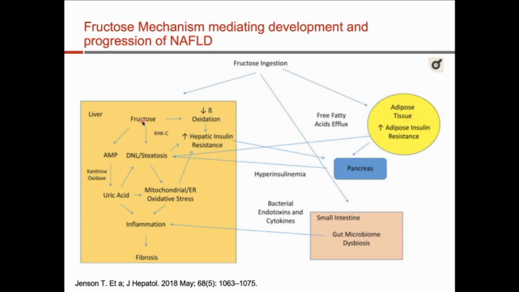Fructose also directly affects the liver. And fructose is metabolized differently from glucose. And the things that fructose does is it will lead to direct de novo lipogenesis and fat production, which then is also involved in increasing hepatic insulin resistance and reduced beta oxidation. The lipogenesis and steatosis also causes mitochondrial dysfunction and oxidative stress. And through mechanisms involving cyclic AMP and xanthine oxidase, high uric acid levels also result, which further promotes more lipogenesis and inflammatory reaction and hepatic fibrosis.